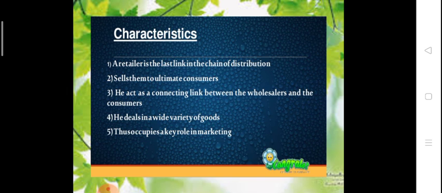Means he purchases in a large quantity, but these large quantities have a wide variety of different products. Next, he thus occupies a key role in marketing. It also plays an important role in advertising the product which is launched by a manufacturer or any producer.